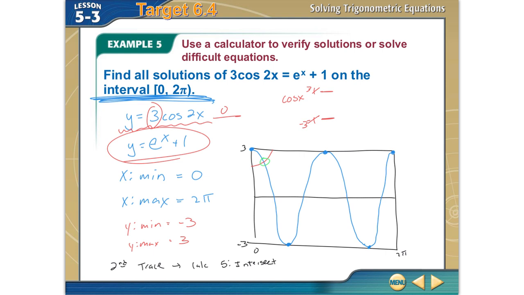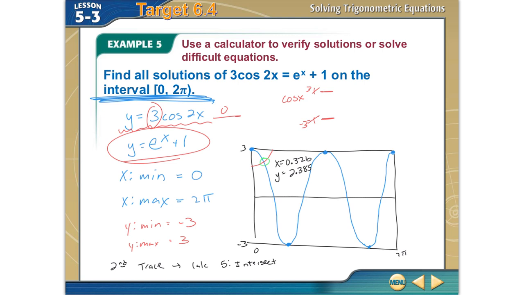And if we do that, we will get an intersection point according to our calculator. I can read this, it's really tiny. X equals 0.326 and y equals 2.385.